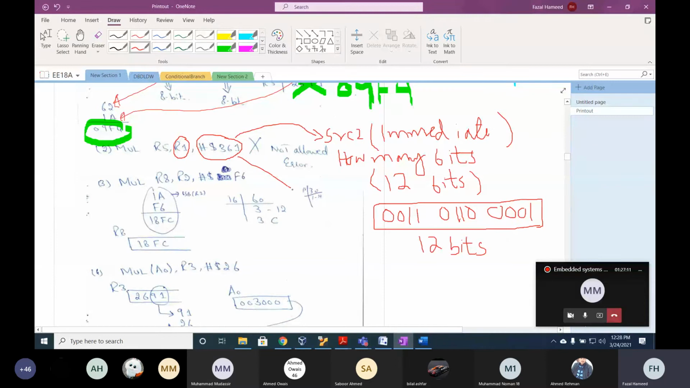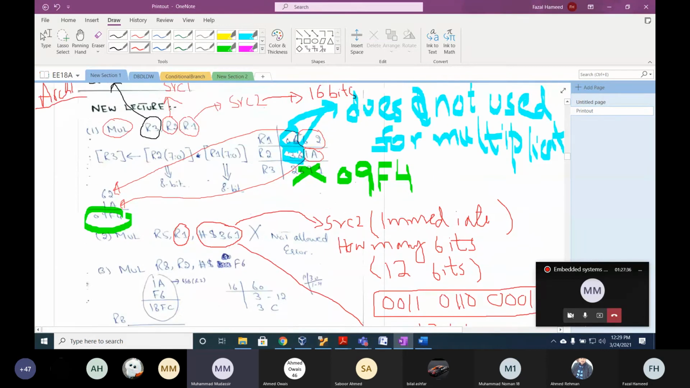Okay, these are 12 bits, but 3 hexadecimal digits. Am I right or not? Yes, sir. So you're using 3 hexadecimal digits, and these 3 hexadecimal digits are equivalent to 12 bits. So actually, should this be allowed or not allowed? Not allowed, sir, because it exceeds the limit.